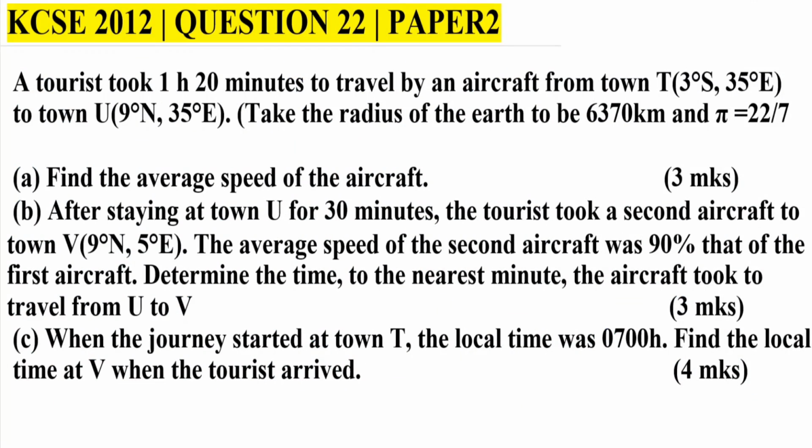A tourist took 1 hour 20 minutes to travel by an aircraft from town T, 3 degrees south, 15 degrees east, to town U, 9 degrees north, 5 degrees east. Take the radius of the earth to be 6370 kilometers and pi as 22/7. Part A, find the average speed of the aircraft.